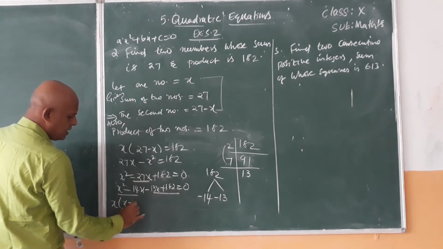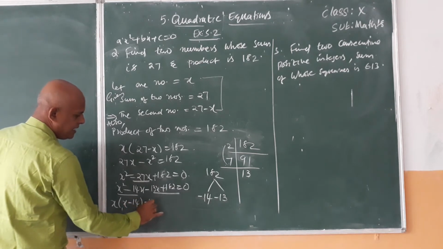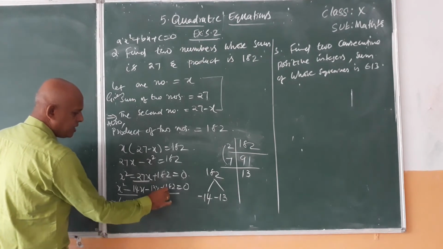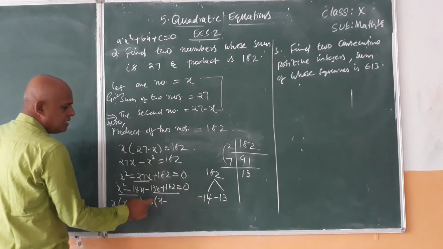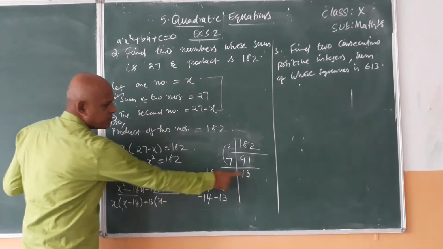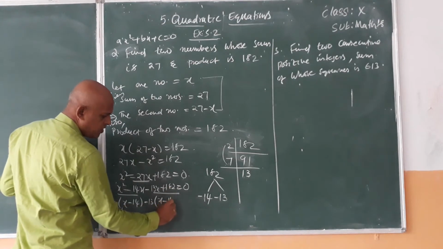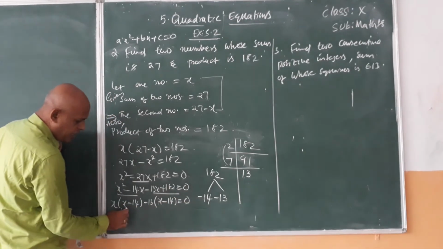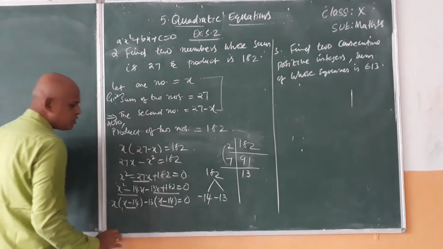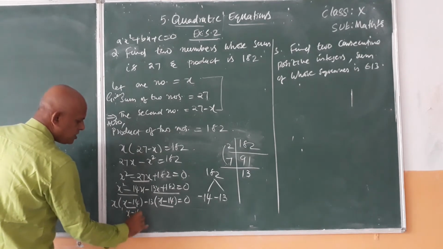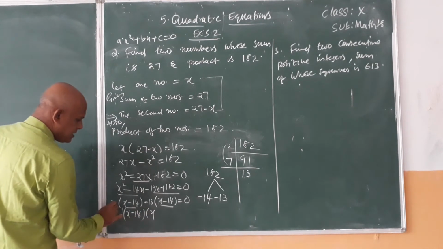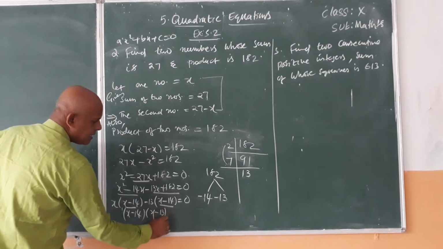In the first two terms, x is common: x minus 14. In the last two terms, minus 13 is common, and x remains here. Plus becomes, because minus is taken common, 13 14s, which is 182. Always we have to get x minus 14 in both, that is only correct. So x minus 14 into x minus 13 is equal to 0.